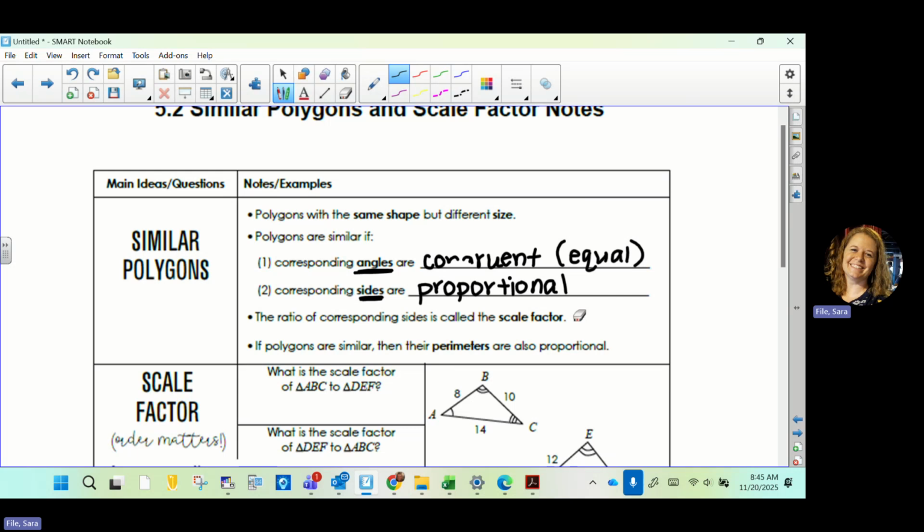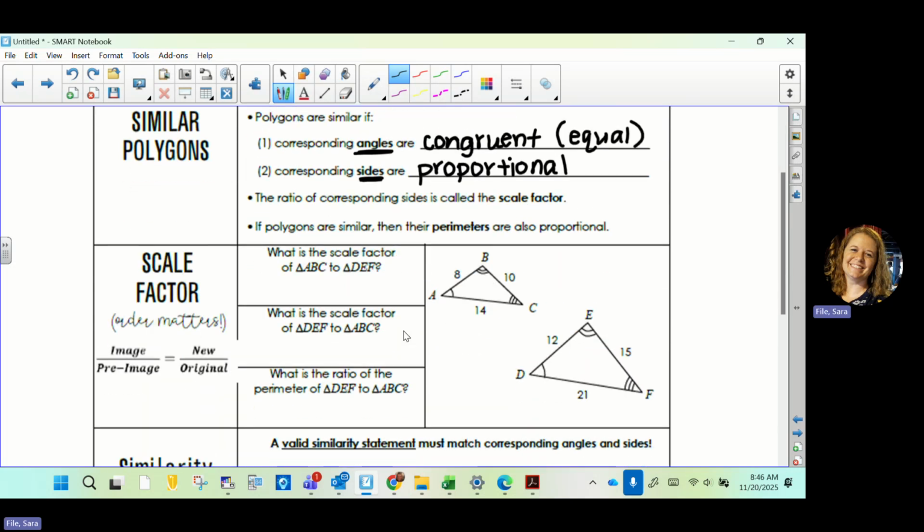So we're going to get back into scale factor here in a sec. And if the polygons are similar, then their perimeters are also proportional, because perimeter is just adding all the sides, isn't it? So if the sides are all proportional, then the perimeters will also be proportional. Oh, I don't know why part of congruent got cut off there. There we go. All right, so again, scale factor, back to what we talked about before.